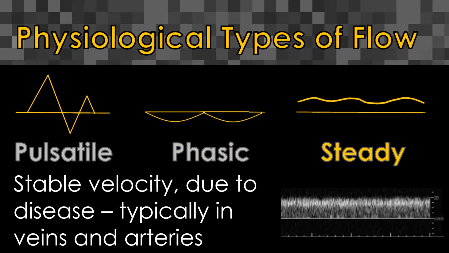Steady flow then is when the fluid is moving at a constant speed and there is really no change in velocity. Typically only seen in the setting of disease or in vessels that are not affected by respiration or the heart. It is most likely seen in veins, especially the portal vein, but it can also be seen in the setting of stenosis in arteries.